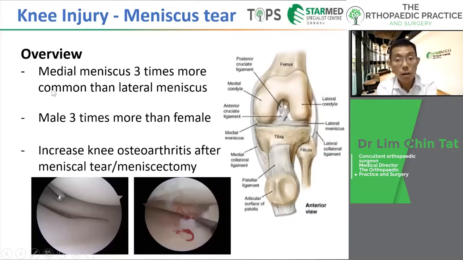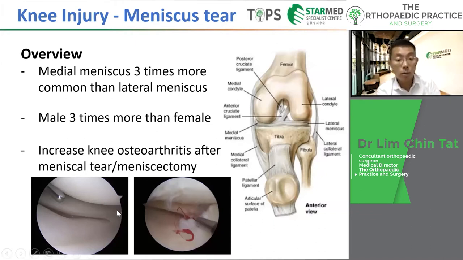Thank you. So meniscus is the cushion between the two bones. This time around, the guys have it worse. The guys have 3 times more meniscus tear than the female. And once you have a tear, there will always be an increased risk of arthritis. In other words, arthritis is a degenerative condition where your knee sustains a lot of damage, and they get wear and tear. But if one has a meniscus tear, they always get a higher risk.